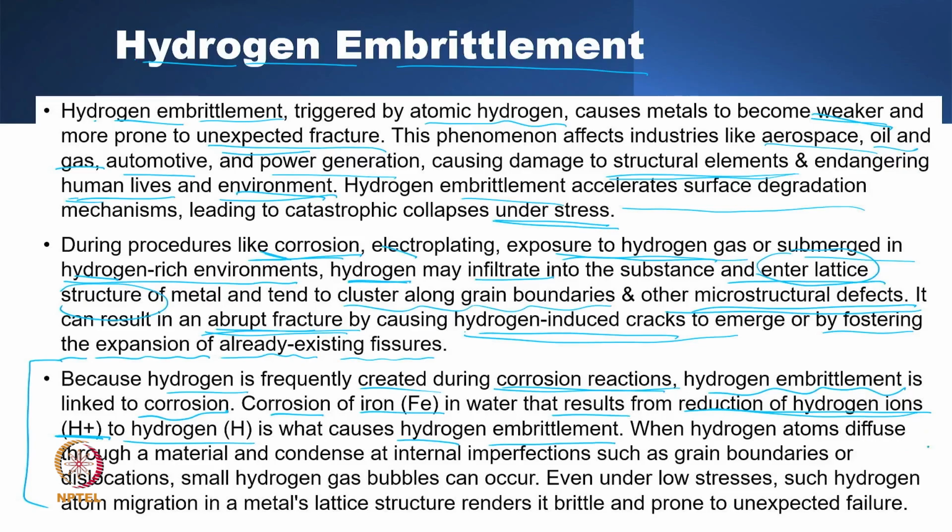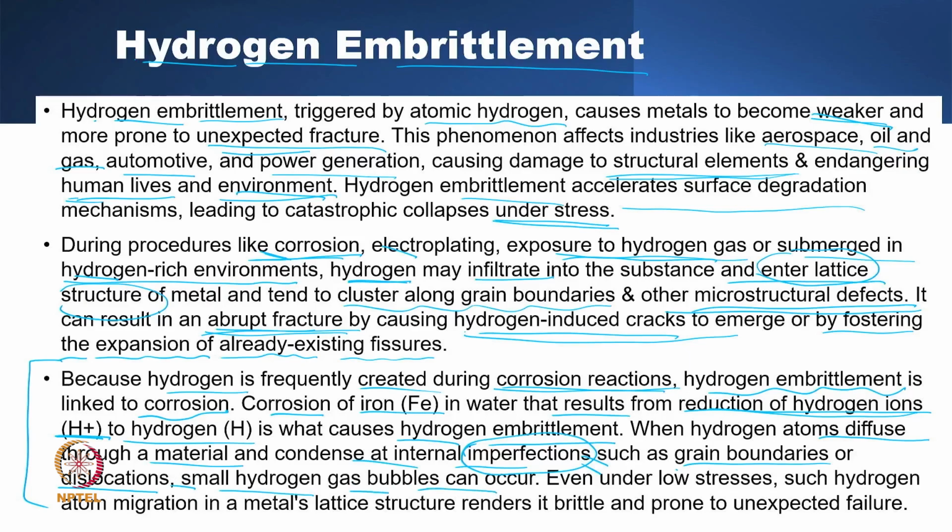Another similar thing that has been mentioned is that hydrogen atoms diffuse through the material and condense at internal imperfections. The imperfection may be a crack or a grain boundary. So it will look at the weak planes, and we know that cracks are also weak planes, but this has a much greater impact compared to simple corrosion. Wherever there is a disintegration, discontinuity or imperfection, this will cause a major problem.